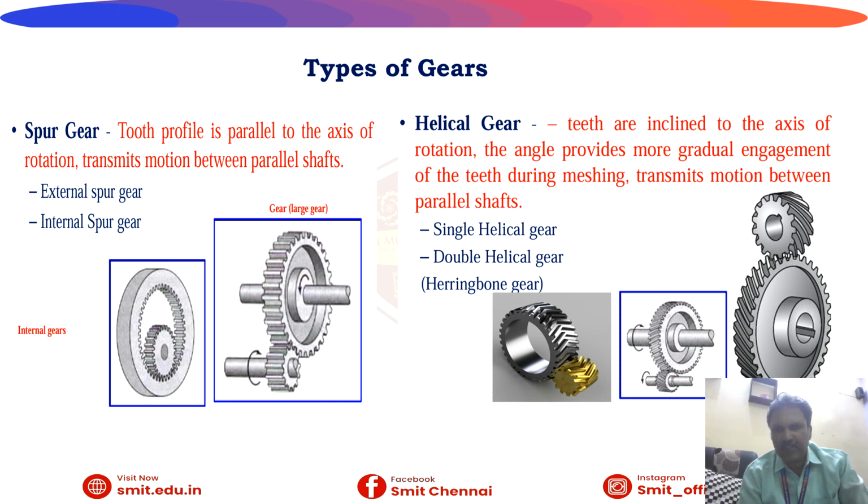Helical means it has some inclination. The definition goes like this: teeth are inclined to the axis of rotation. The angle provides more gradual engagement of the teeth during meshing, and it transmits motion between parallel shafts. Single helical gear, double helical gear. In the picture we can see that.